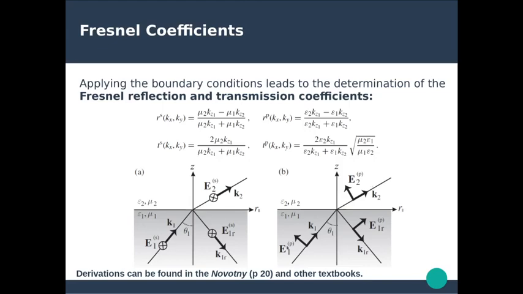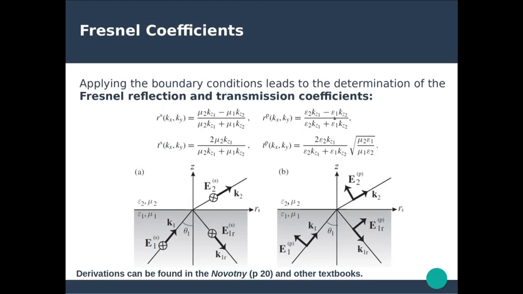We're not discussing how we actually obtain those coefficients. This is something you can find in Novotny's textbook, Principles of Nano-Optics, on page 20 if you have the latest version, version 3, or in any other electromagnetism or optics textbook. I strongly encourage you to recover those reflection and transmission coefficients, also known as Fresnel coefficients, starting from this arbitrarily polarized plane wave and applying the boundary conditions. So you can recover those coefficients.